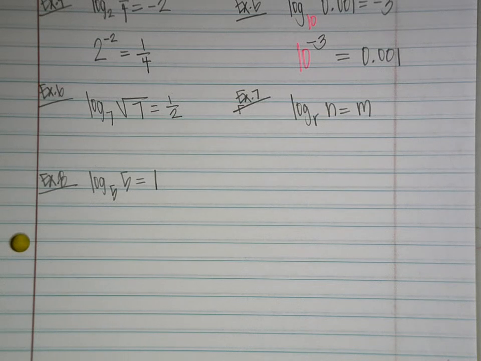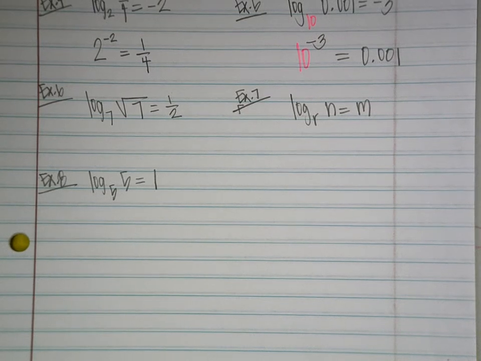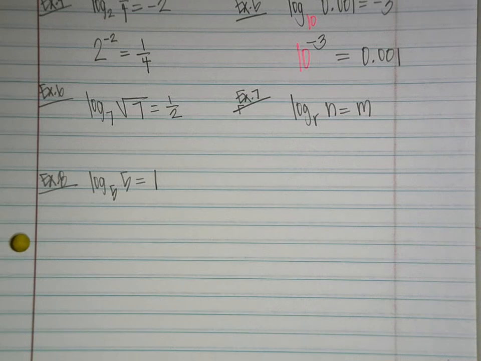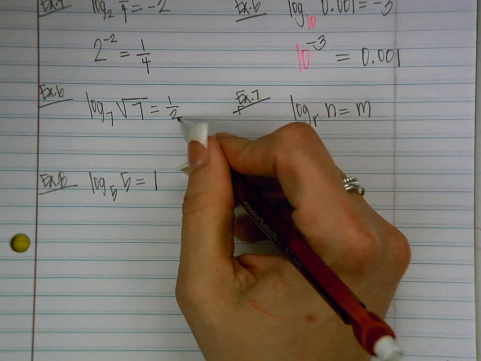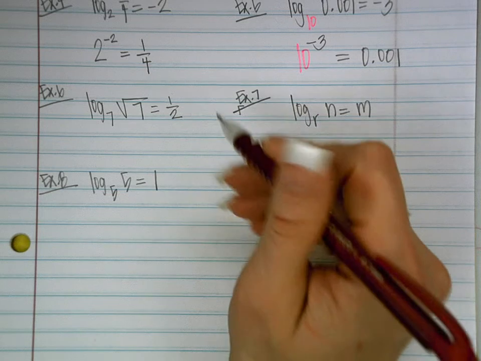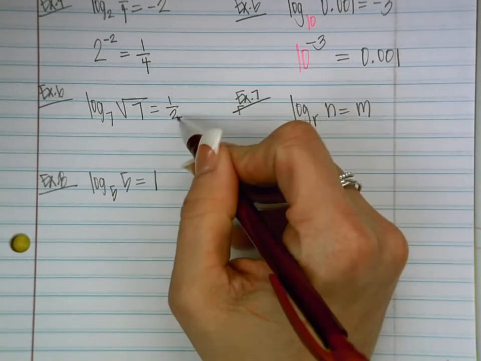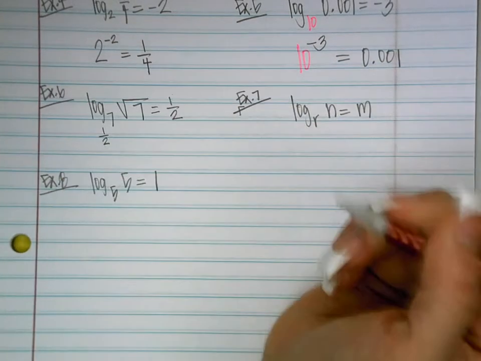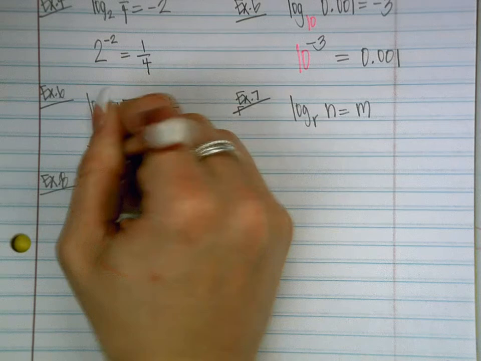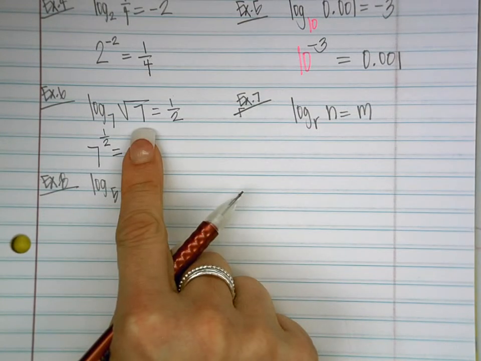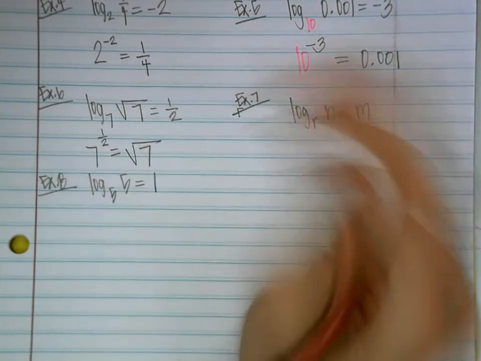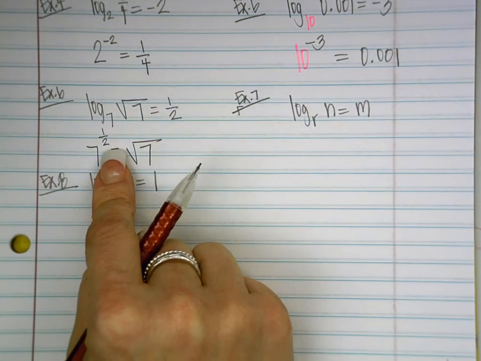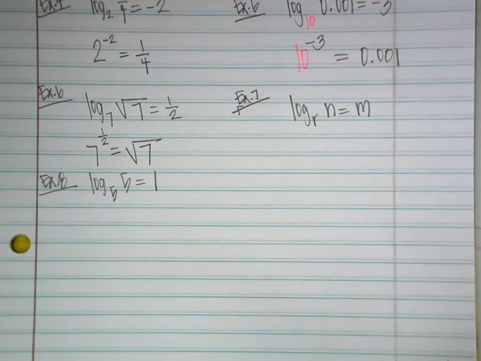Okay, for number 6, how do you write that in exponential form? Thomas. Okay, just read it to me. 1/2 is the what? Okay. What's the base? 7. And what does it equal? Root 7. That's it. We're just translating. 7 to the 1/2 power is equal to root 7. That's it. You're done.